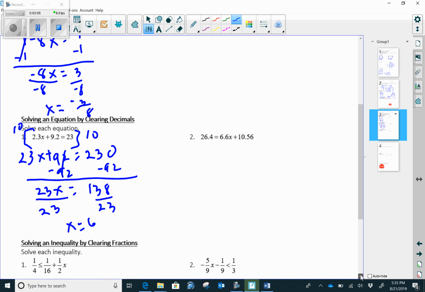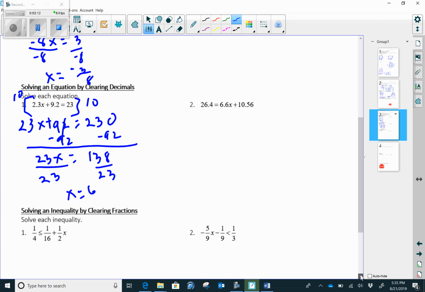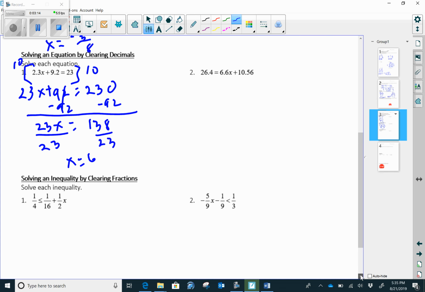Let's go on to the next section, which is solving an inequality by clearing the fractions, which is similar to solving an equation. The only thing is that you have an inequality symbol. So question number 1 says 1/4 is less than or equal to 1/16 plus 1/2 of x. So again, I'm looking at the denominators, 4, 16, and 2. And the LCD would be 16.